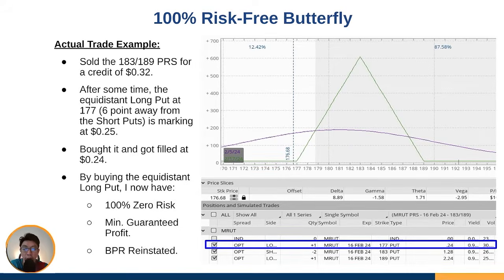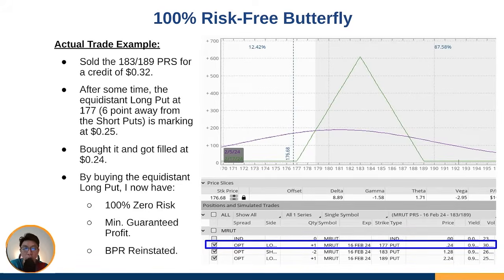Now, at this point, you might have a question, or maybe you might not, but I want to bring this question to your attention: what are the cons of turning the put ratio spread into a 100% risk-free butterfly? Because as you know, I love my put ratio spreads, right? So if you were to turn it into a 100% risk-free butterfly, is there any catch?